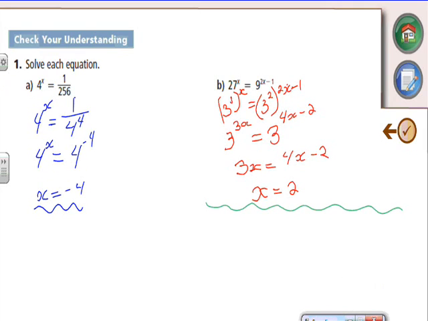Now, how do you know that that's the right answer? Well, of course, we could graph left side, we could graph right side, and we could find the intersection graphically and say, oh, it's 2. Or we could do a verification.